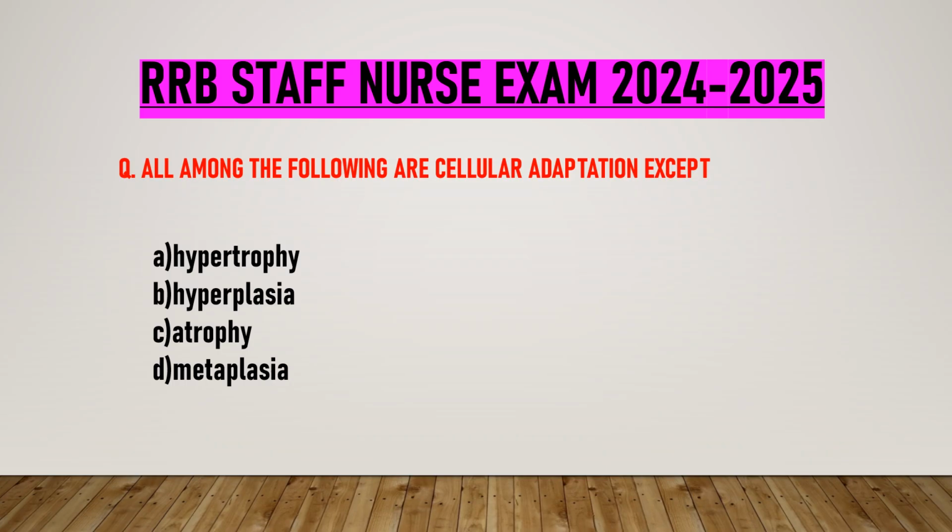All among the following are cellular adaptation except? Options are hypertrophy, hyperplasia, atrophy, metaplasia. So the answer is option C, atrophy.